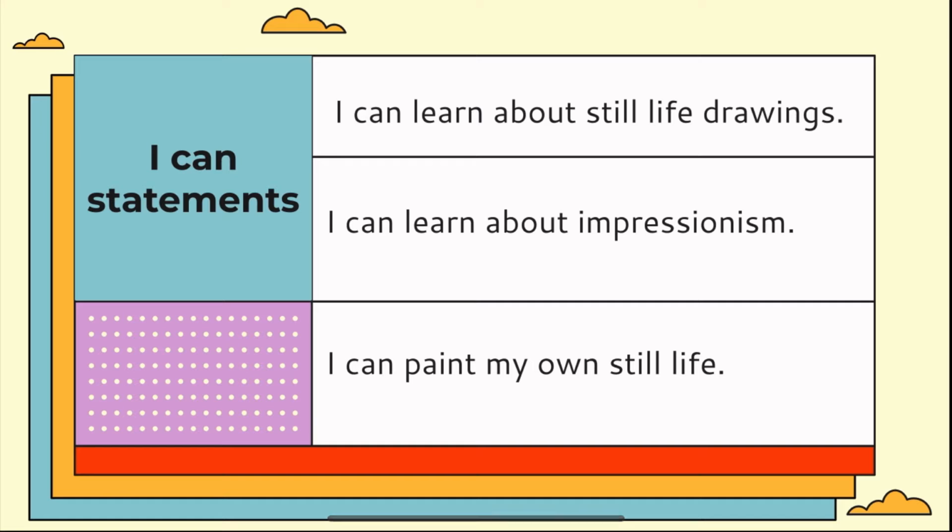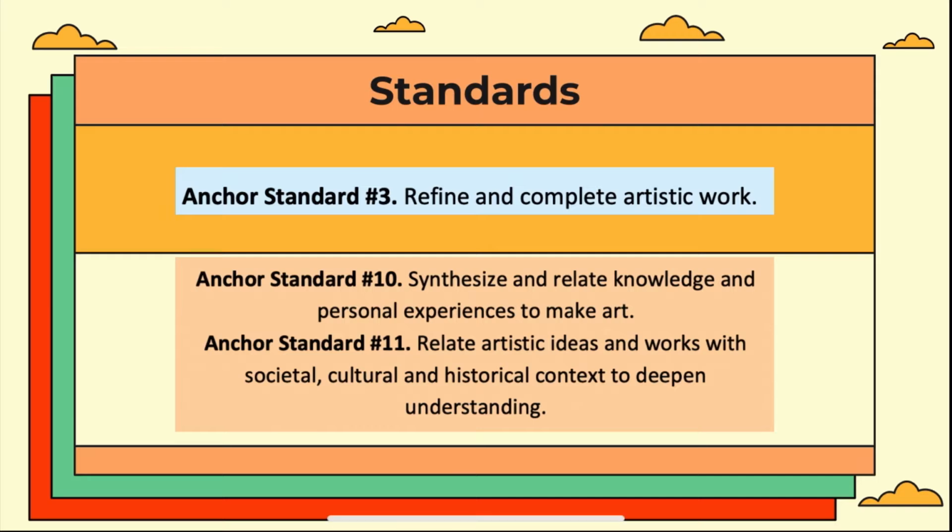Alright, so our I can statements for this week are: I can learn about still life drawings, I can learn about Impressionism, and I can paint my own still life painting. Another thing that we can learn about is Vincent van Gogh, who was a Dutch post-impressionistic artist. So these are our standards for this week, our anchor standards number 3, 10, and 11. So let's wrap this up and get into our drawing or painting today.